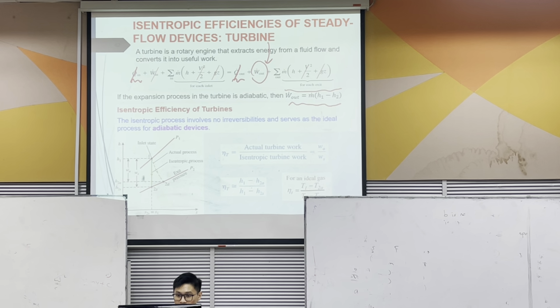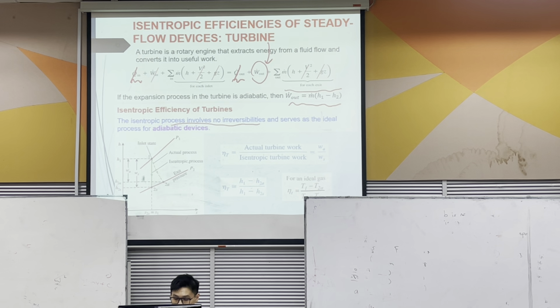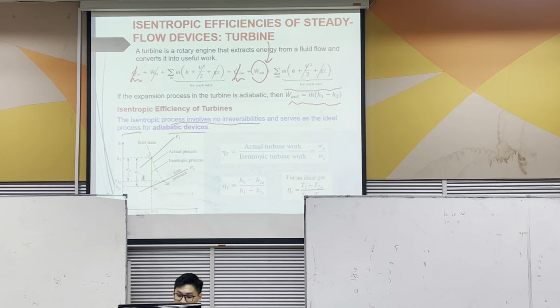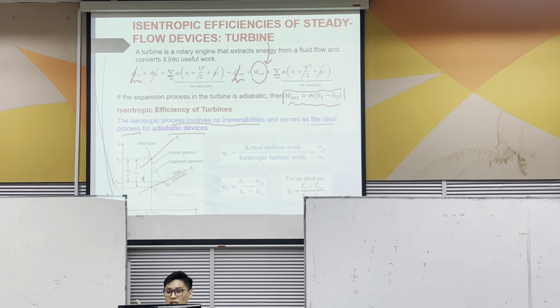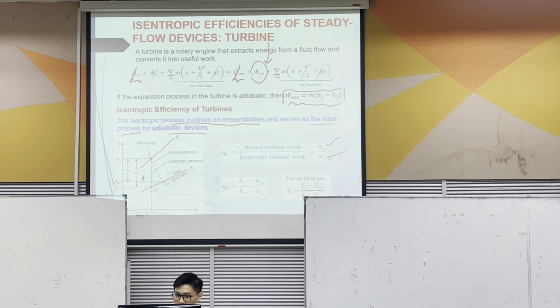Okay, so the isentropic process involves no irreversibilities and serves as the ideal process for adiabatic devices. Which means with this you don't need to care. Either way, you can still use this equation. We don't need to care about the Q in and Q out anymore, because the moment you multiply in the efficiency term, you will get the actual work. You can see from this equation, at the bottom you get the isentropic turbine work, and at the top you get the actual turbine work.